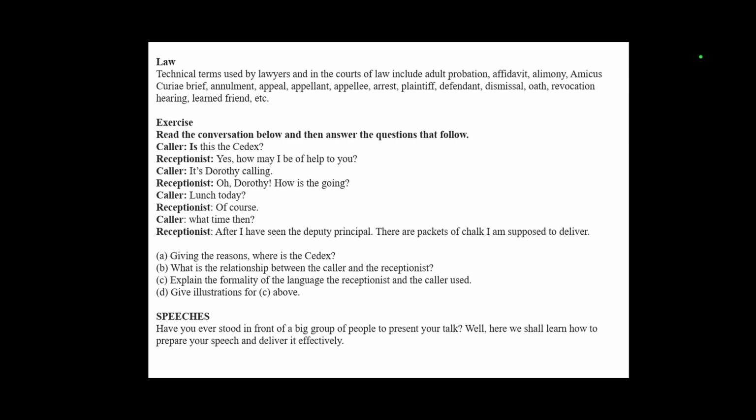Give illustrations for part C above. Of course, you need to explain, showing illustration from the text, the formality of the language that the receptionist and the caller are using.